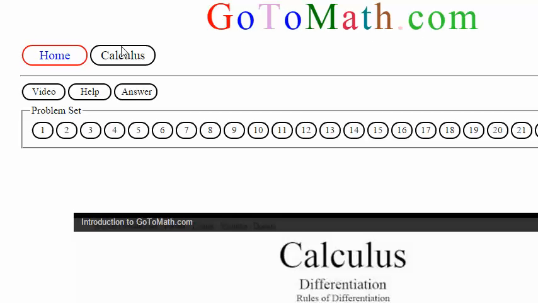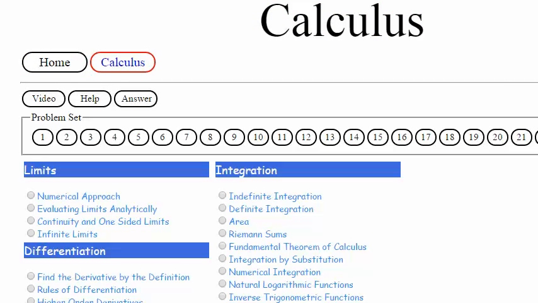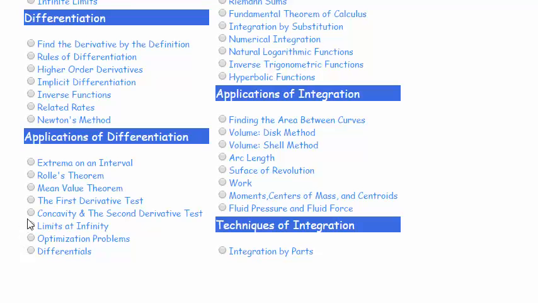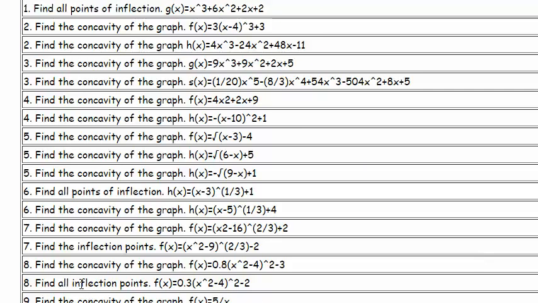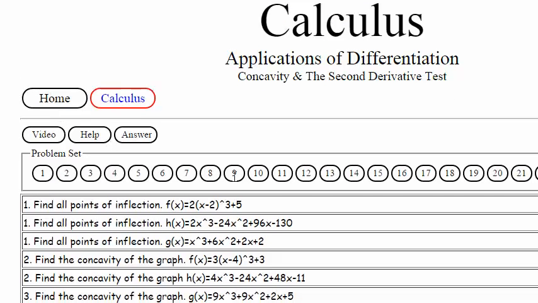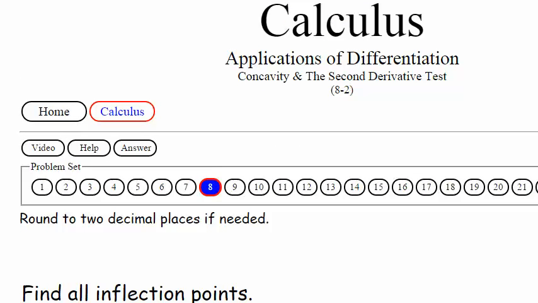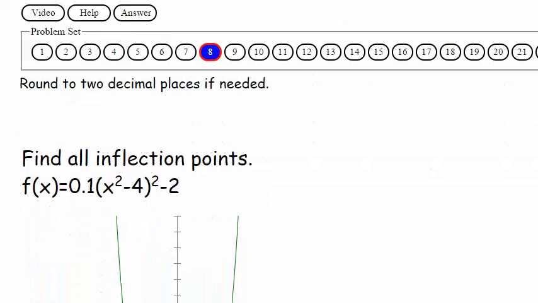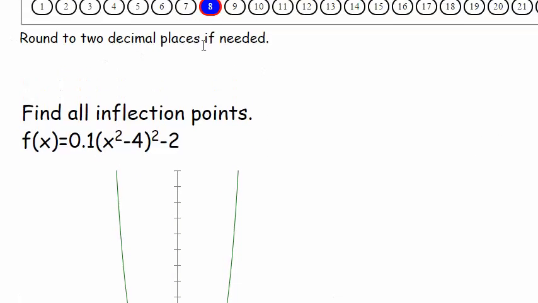Okay, we're at gotomath.com working some calculus. We'll go down to concavity. I believe we're doing 8-2. It says find the inflection points. At this point, you should be catching on if you've been working some of these problems. This one says round to 2 decimal places if needed, I think because we got this 0.1 out here.